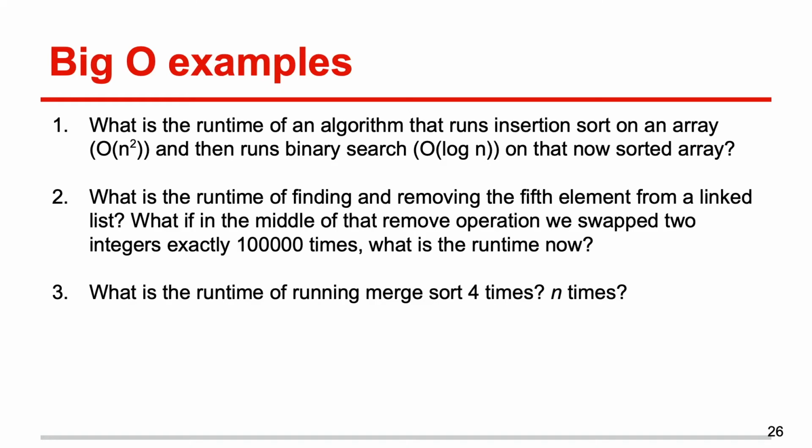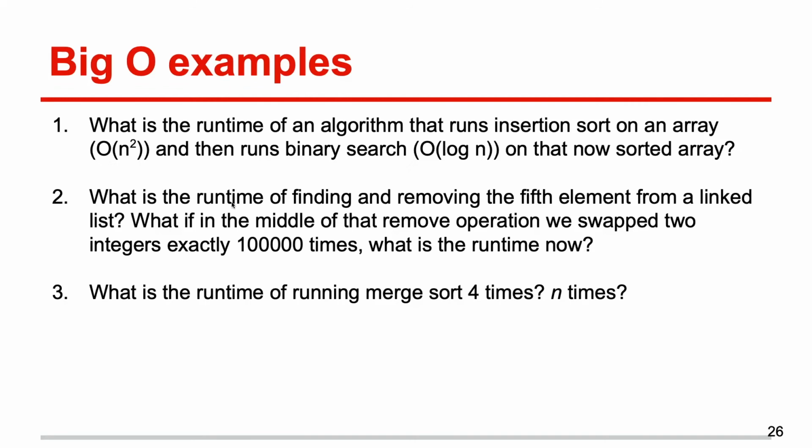O of log n. So first you run insertion sort, right? And insertion sort will run in O of n squared time, right? Okay, yeah. So it should be O of n squared because here the insertion sort dominates the runtime. If you want to express this as a function, you could probably say n squared plus log n.